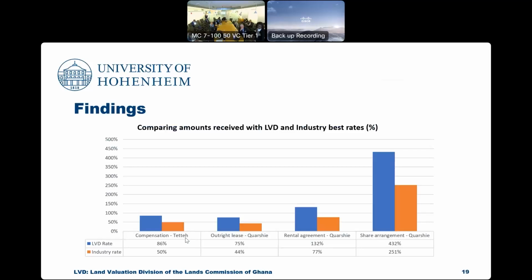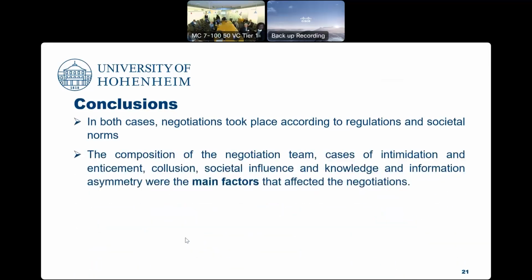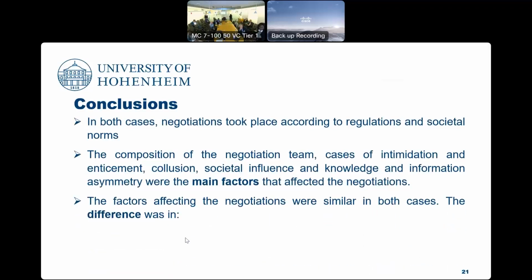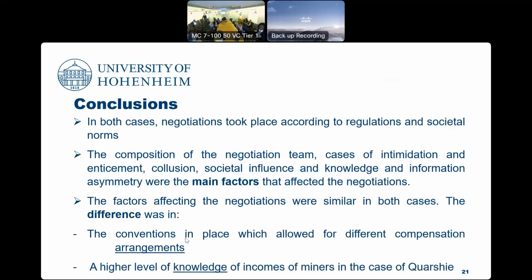So we, sorry, should I go down? We conclude by saying that yes, the negotiations did take place. So national regulations, international guidelines, societal norms, everything says there should be negotiations. Yes, it did take place. The factors influencing them were similar, as we saw. However, the difference was that in Kwashi, they had the possibility to have different kinds of arrangements. And they also had knowledge of the incomes, and that was what made them have a higher income compared to the former case.